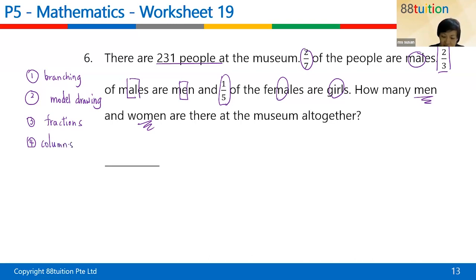Okay, all right, so let's do some branching. So this is the total amount, which is 231. 7 of them are male. So I'm going to split them into male. And then I split this into female. So 7 are male. So this is 2 out of 7. So this one must be 5 out of 7. So how to find the male? You can actually take 231 and divide by 7 to find the one unit you need.